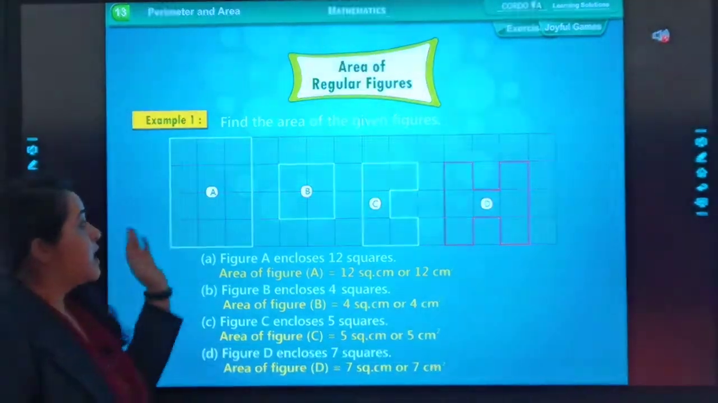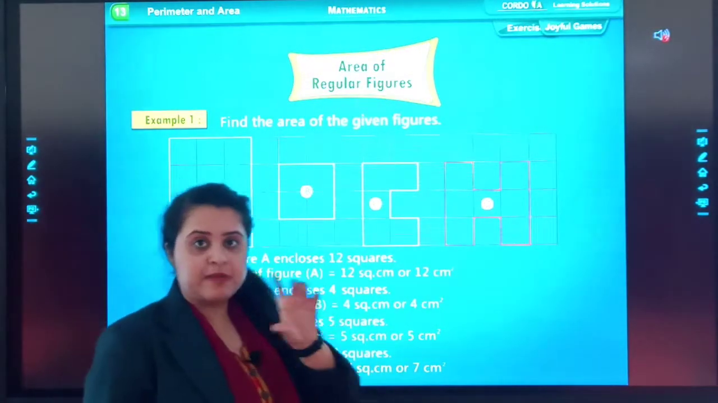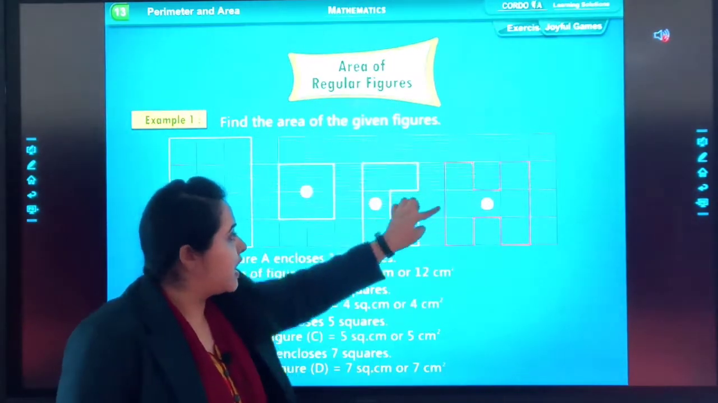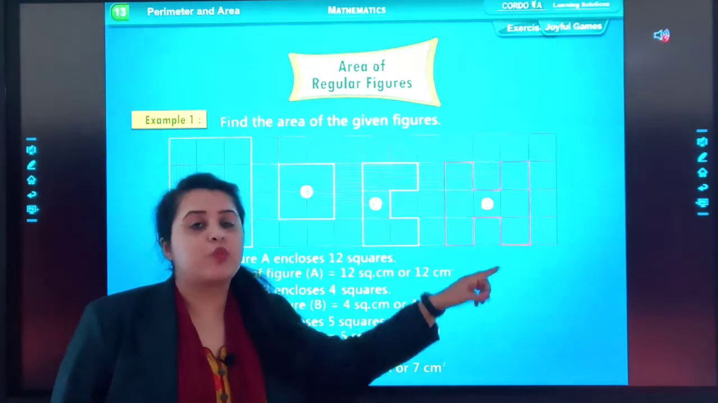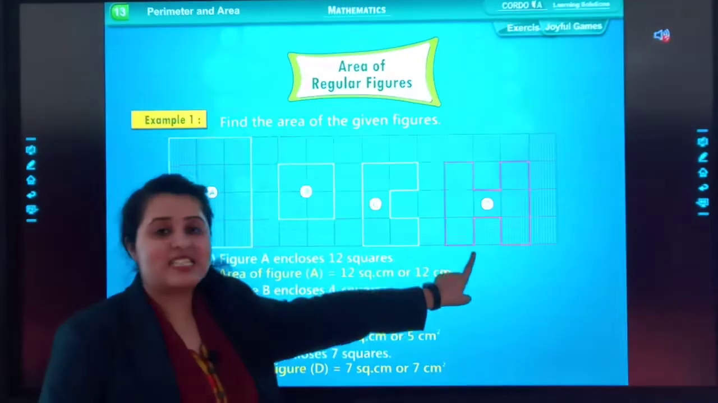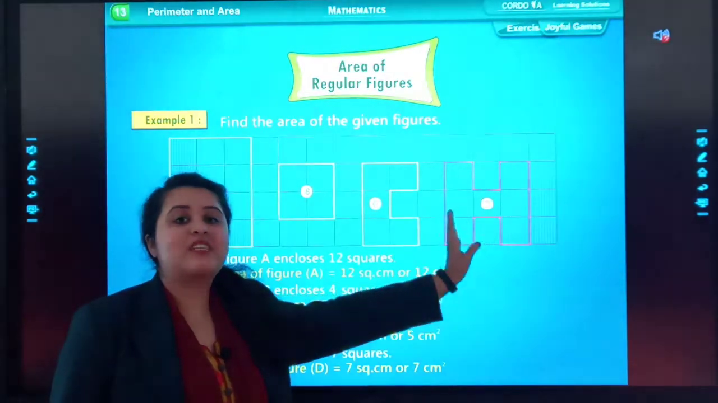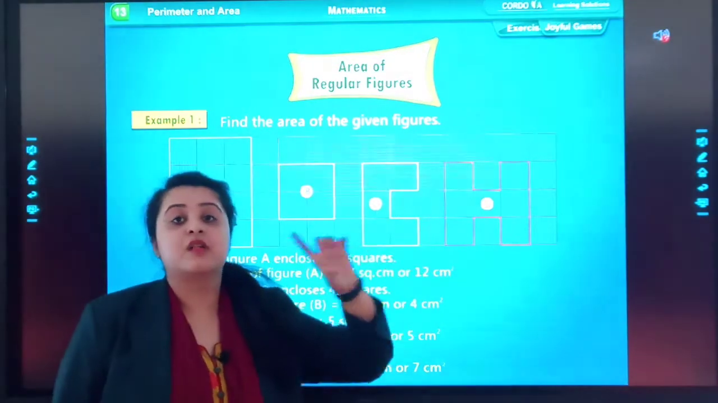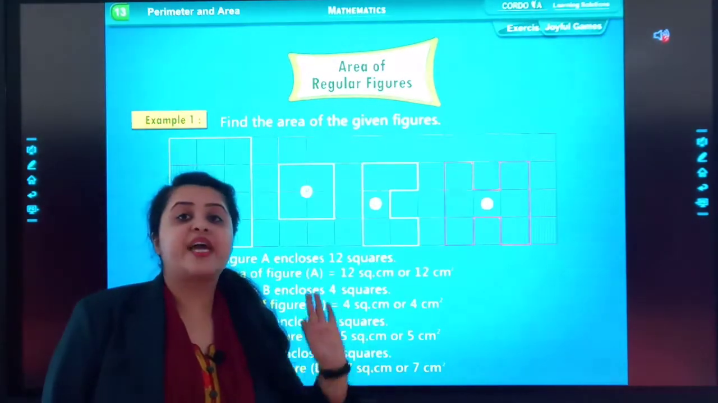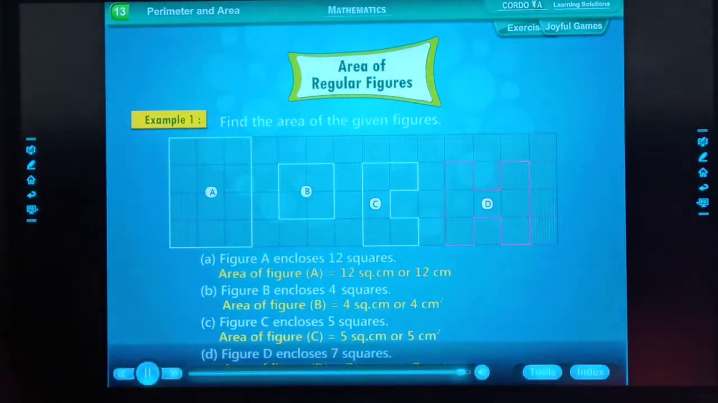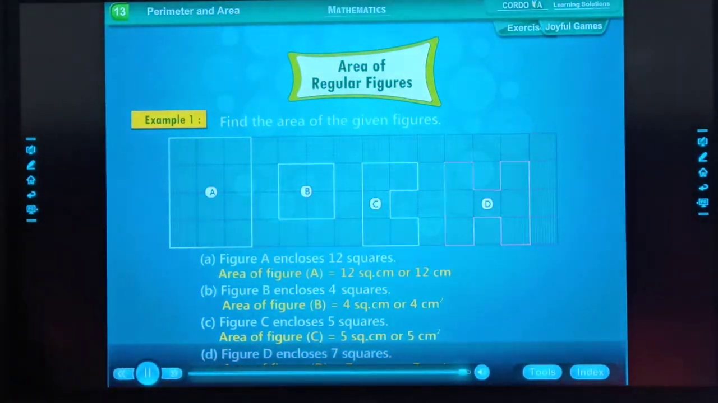So students, यहाँ पर आपको different shapes दिए गए. We will count the boxes and one box equals 1 centimeter. As you can see in D there are 7 boxes. So this answer will be 7 centimeter square. In C there are 5 boxes. So I can say that 5 centimeter square. Equal to 7 square centimeter or 7 centimeters square.